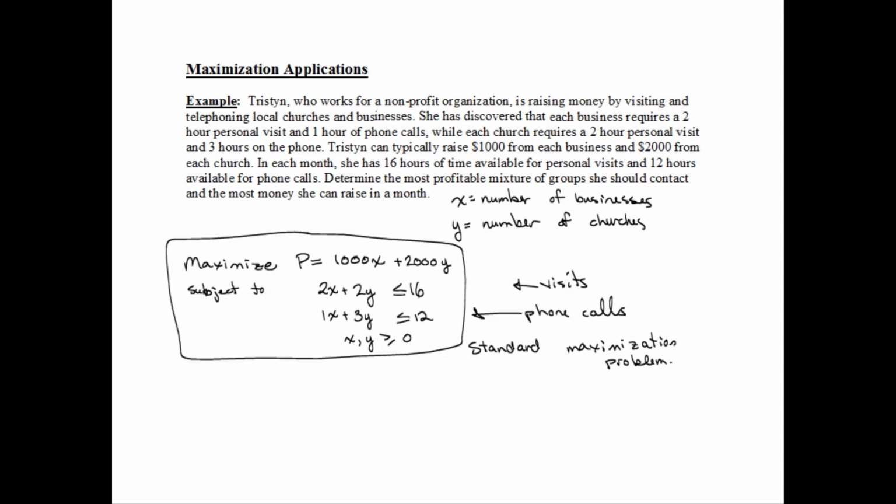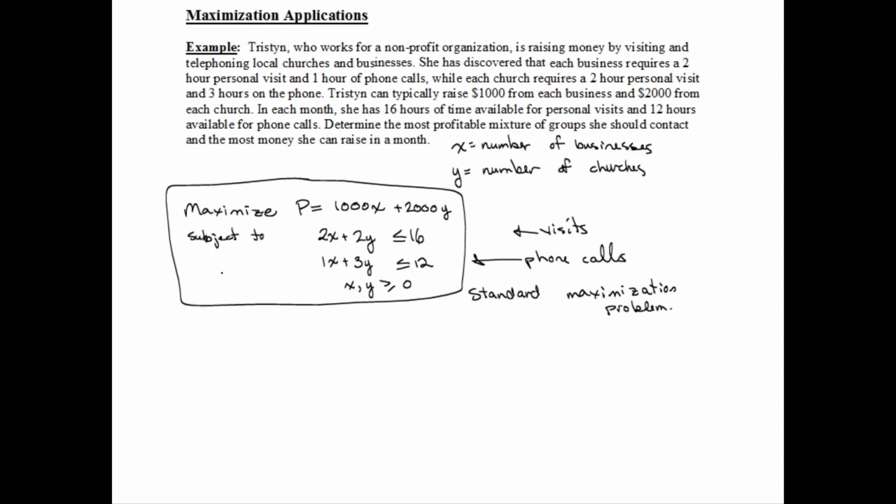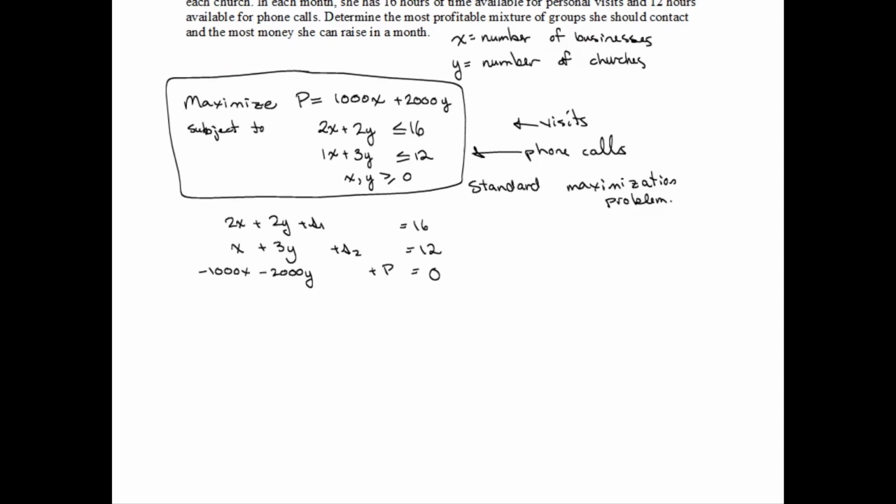So we are going to set up our initial system. For our objective function, well, let's do the constraints first. So 2x plus 2y plus our slack variable s1 is equal to 16. x plus 3y plus our second slack variable s2 is equal to 12. Now we move to our objective function, move everything to the left-hand side. So I have negative 1000x, negative 2000y, plus p is equal to 0. Use this to set up your initial simplex tableau.